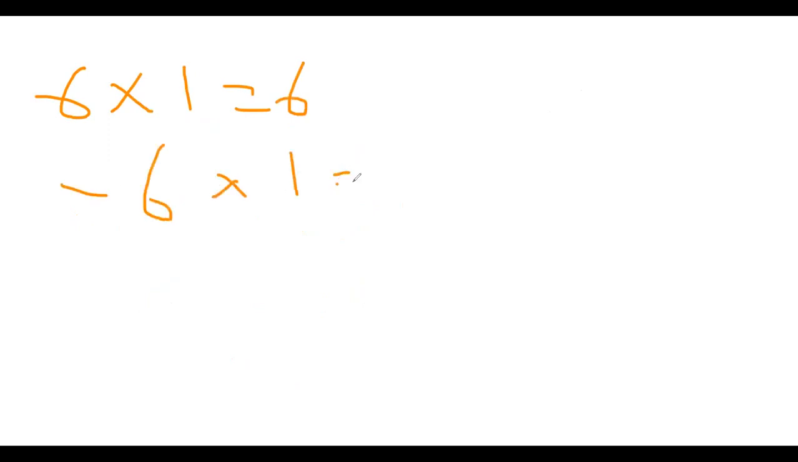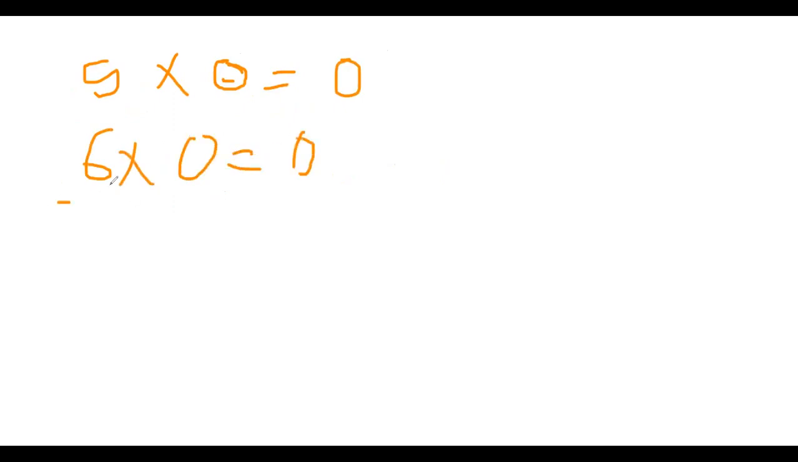Now multiplicative identity. Again, same as you learned additive identity. Here 6 into 1, any number into 1 is the number itself. Minus 6 into 1, any number into 1 is the number itself. That's it. This is the multiplicative identity.